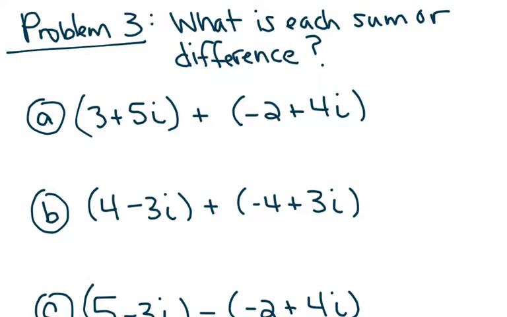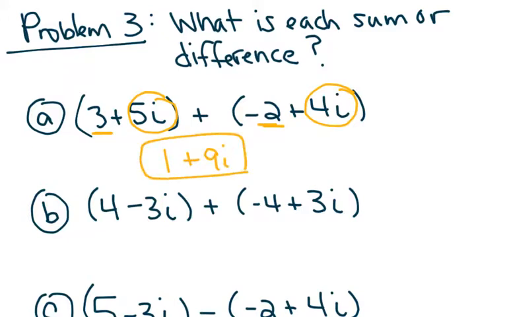So in A, when I want to add 3 plus 5i to negative 2 plus 4i, these are the real component of each complex number, and I can add them. 3 plus negative 2 is 1. These are the imaginary components. 5i plus 4i is 9i, and that's the answer.